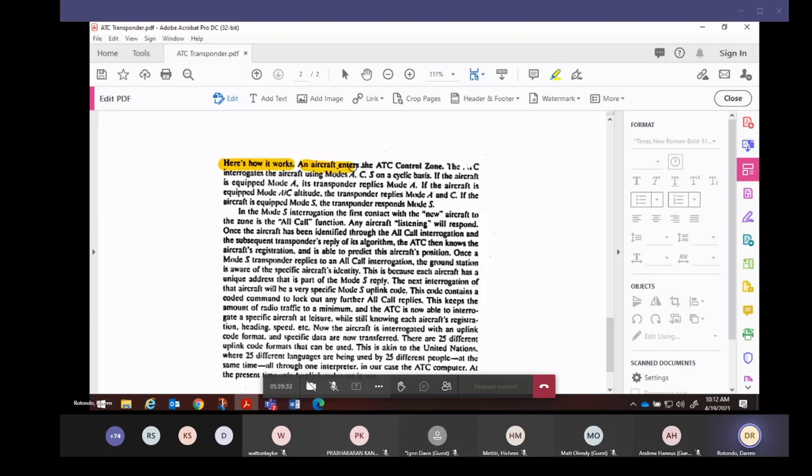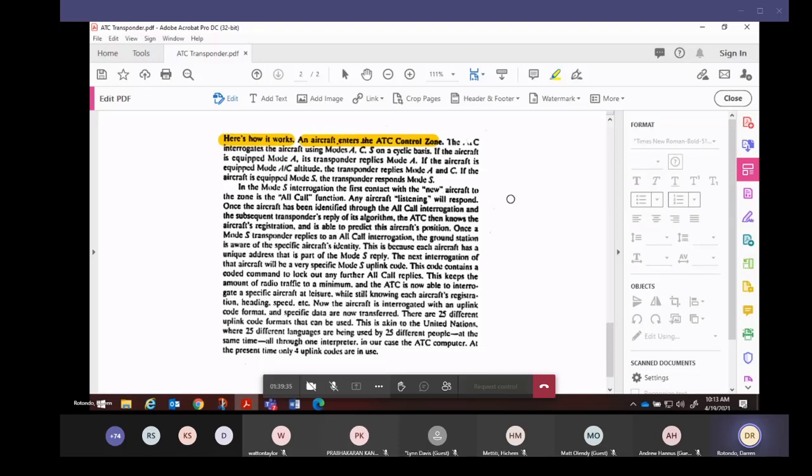An aircraft entering the air traffic control zone will be interrogated by ground control. Ground control does it on a cycling basis. Mode A into the sky first, mode C into the sky, followed by a mode S interrogation. So it's always doing mode A, mode C, mode S, mode A, mode C, mode S.